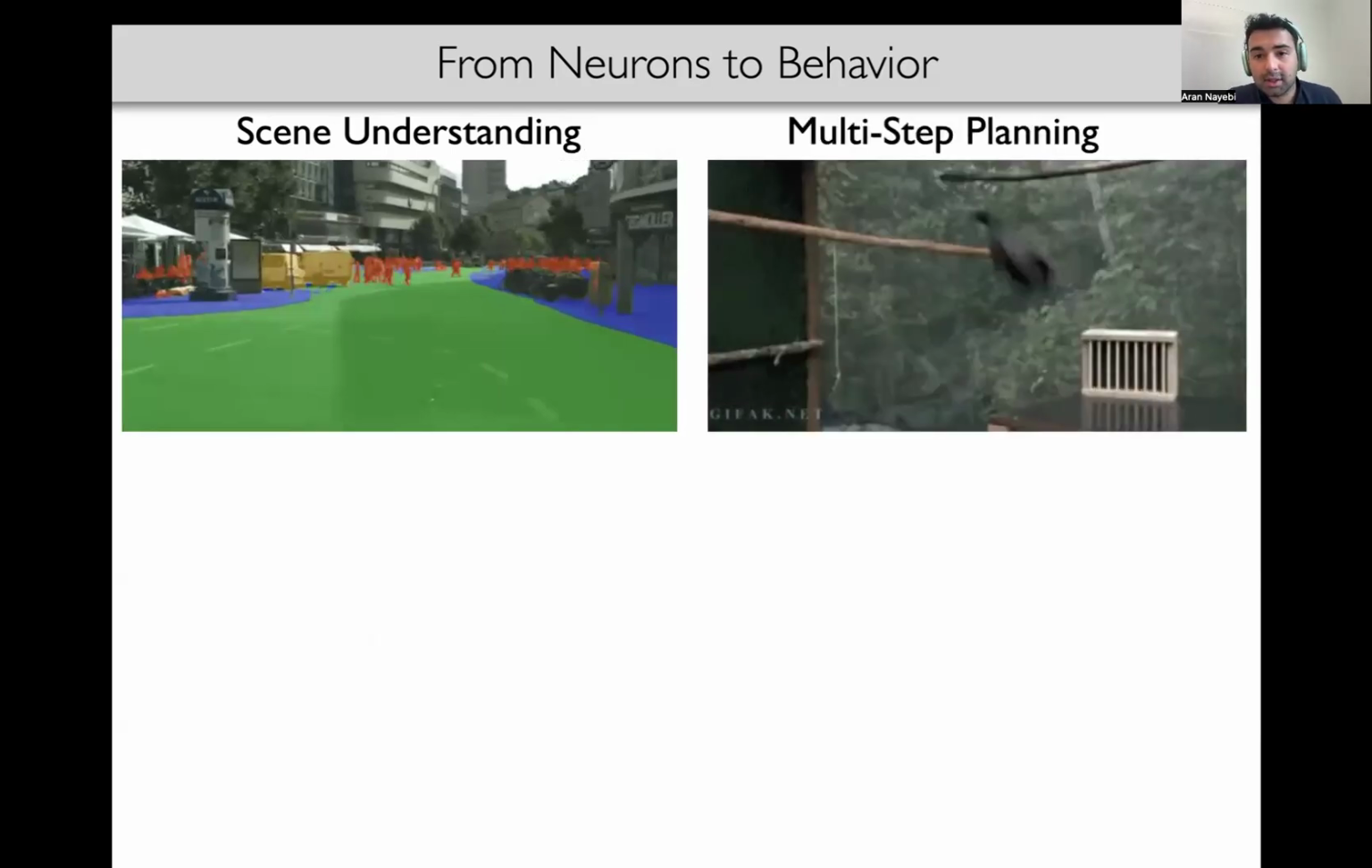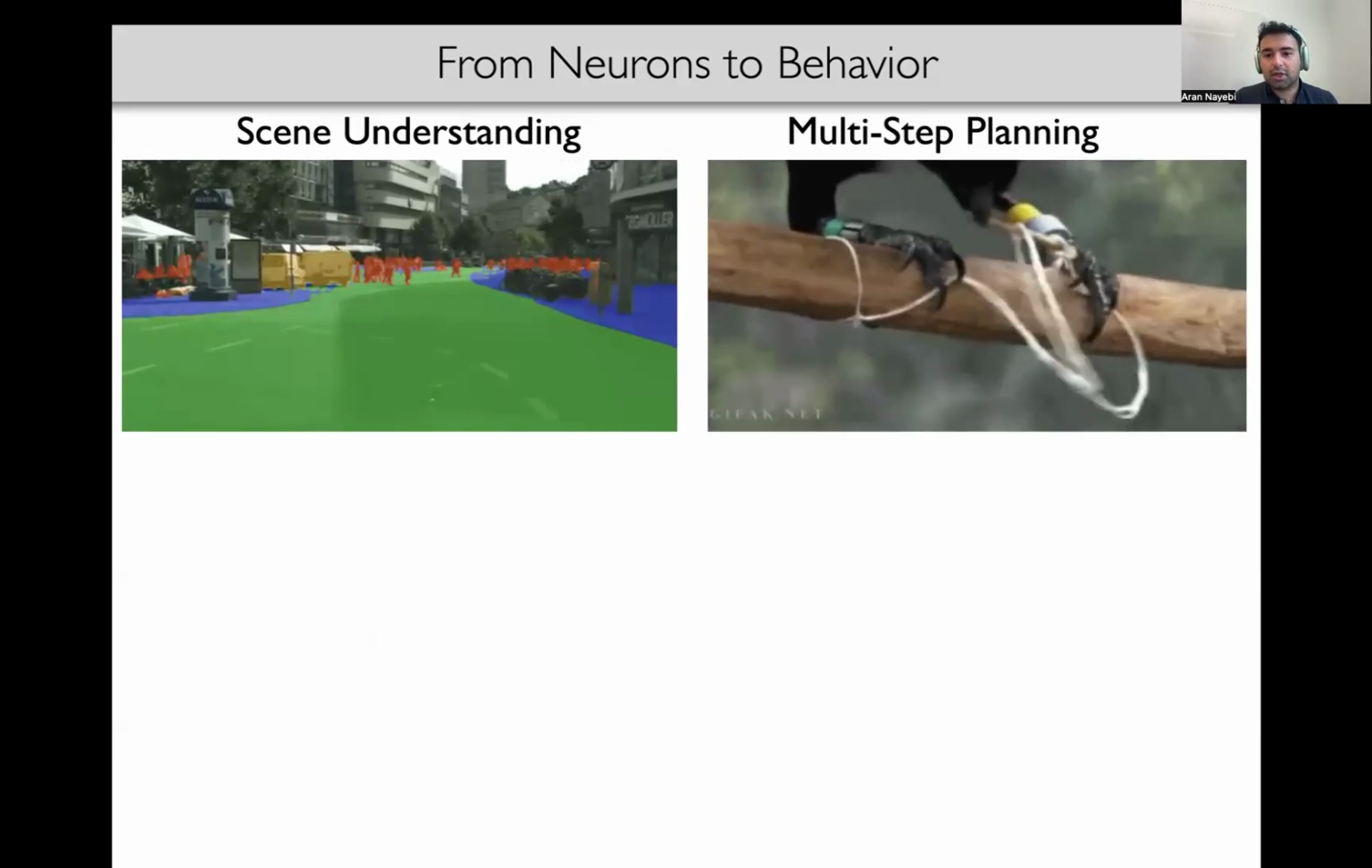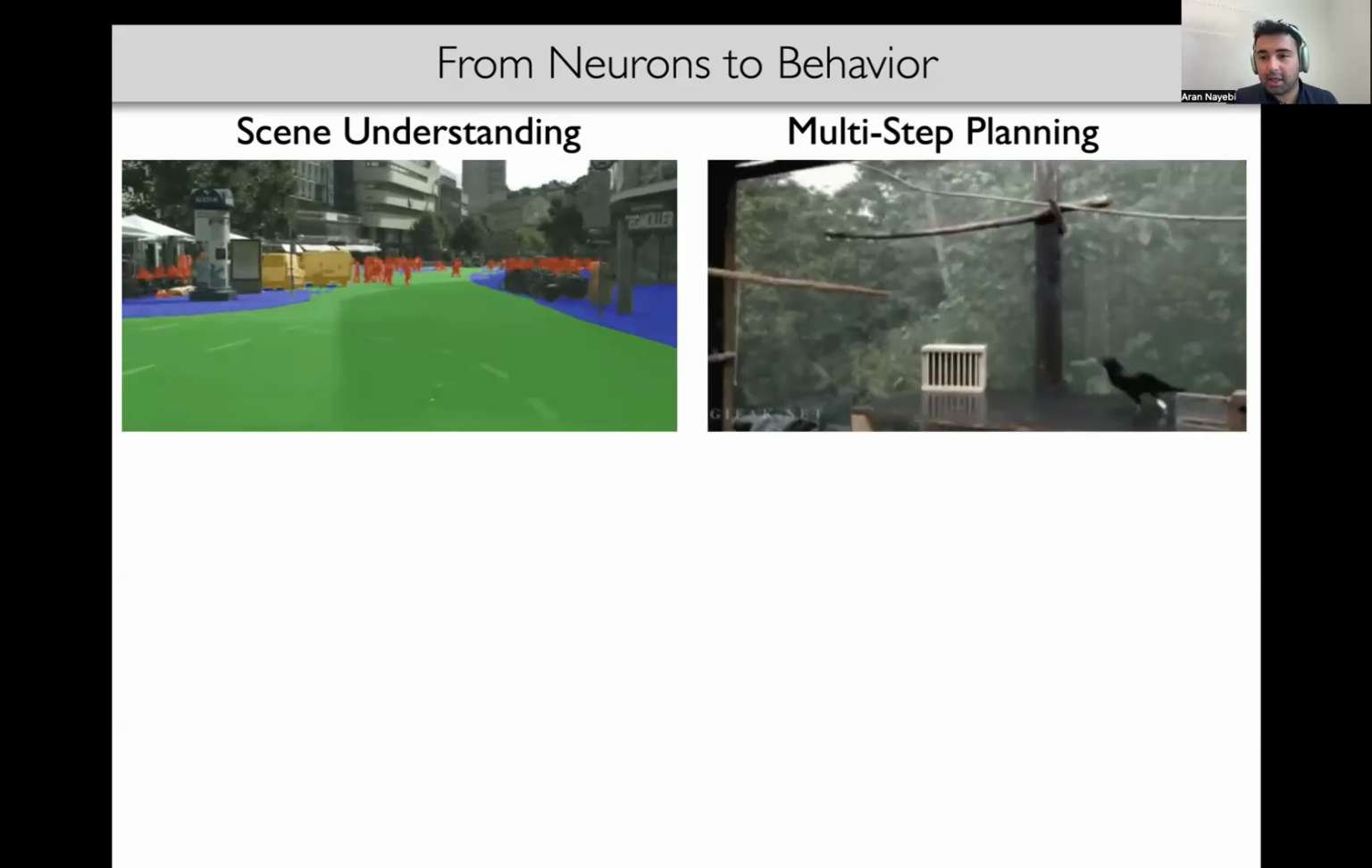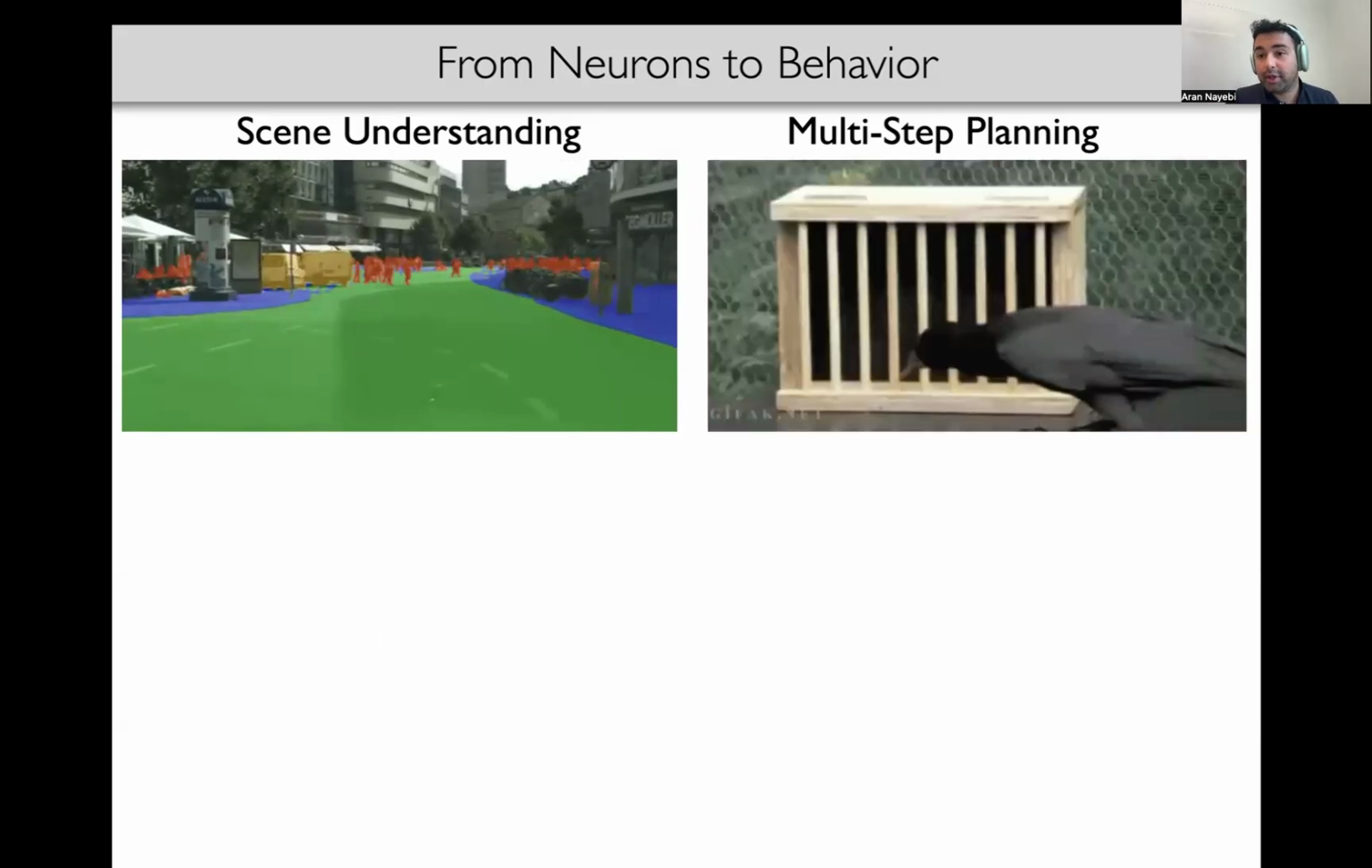Furthermore, animals can exhibit complex multi-step plans. So here you see a crow trying to grab a reward that it couldn't otherwise reach with its beak.